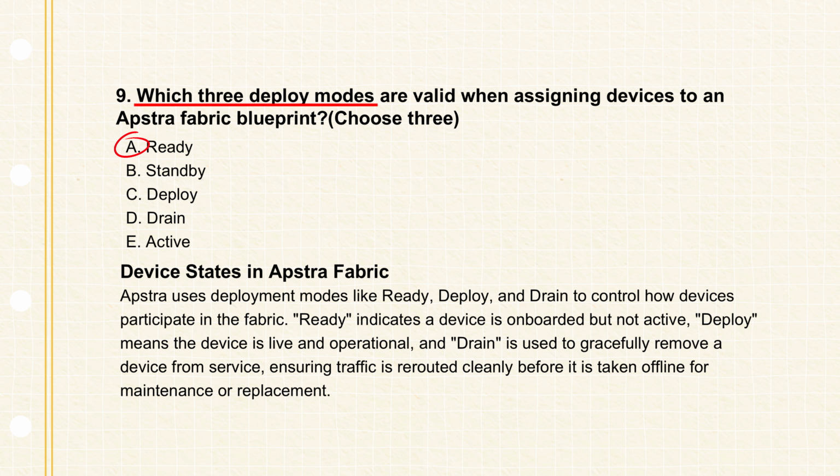Right. Then there's deploy. That means it's fully active, part of the fabric, carrying traffic. Showtime. Okay. And finally, drain. This is when you want to take a device out, maybe for maintenance or replacement. Apstra gracefully redirects traffic away from it before you pull the plug, minimizing disruption. It's about careful orchestration. Got it. Ready, deploy, drain. A controlled life cycle. That makes sense for avoiding issues.